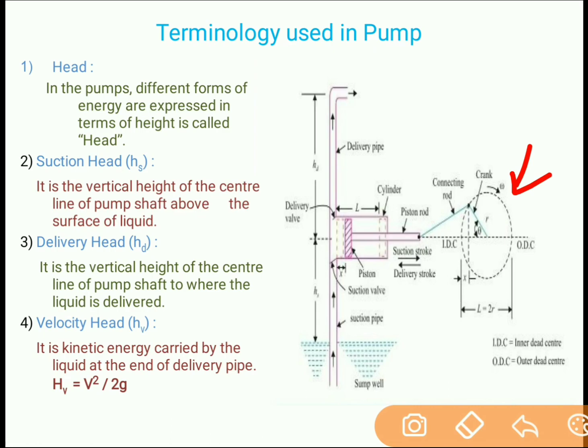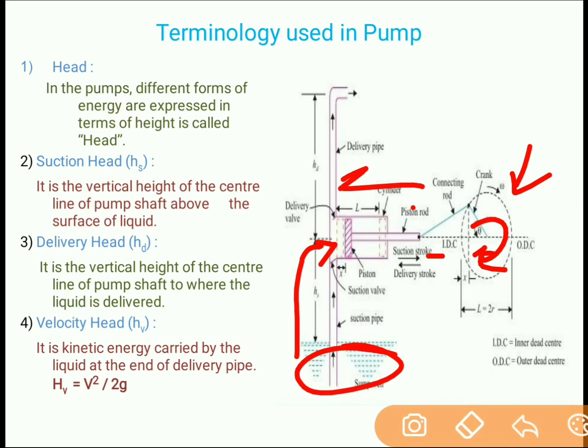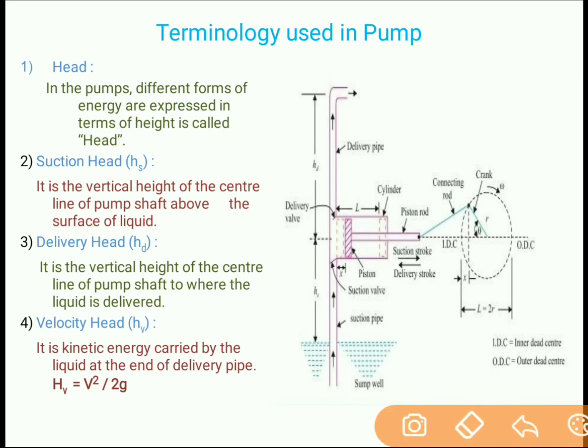Now, as the crank rotates, what will happen? This connecting rod is connected to the piston, so the piston will reciprocate. The liquid which is over here in the sump will transfer to the cylinder when the piston moves in the suction stroke. That is, when the piston moves from left to right, the liquid from the sump will transfer to the cylinder. And when the piston moves from right to left, the liquid which was inside the cylinder will get pressurized and the pressurized liquid will transfer to the delivery pipe. Now let us understand a few terminologies of pump in detail.